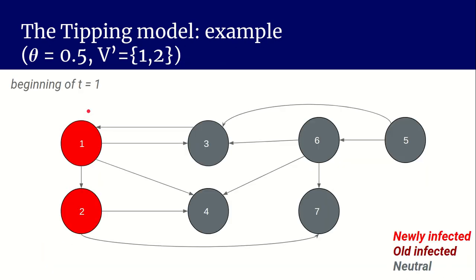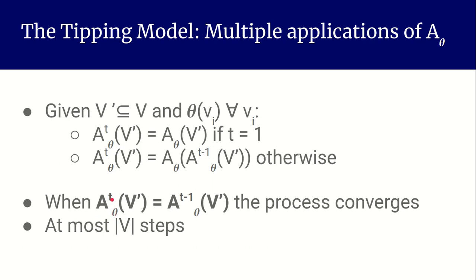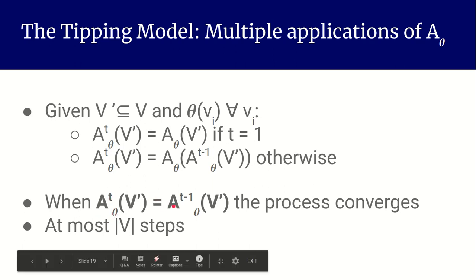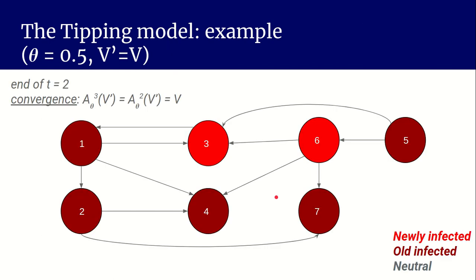So the slide here states this: if the output of the activation function with the threshold theta at time t is equal to the output of the activation function with threshold theta at time t minus 1, if these sets are equal, then the process converges, and we have this convergence here.